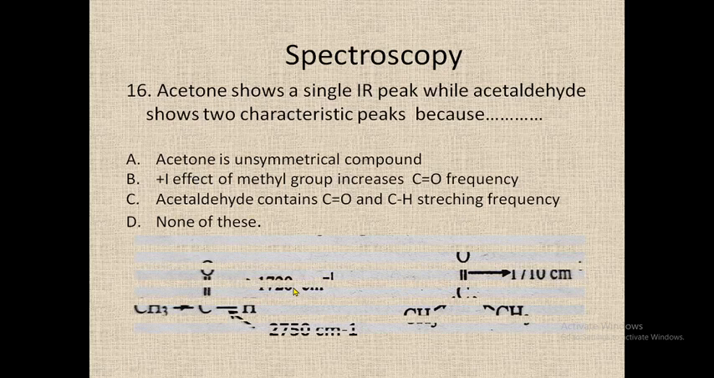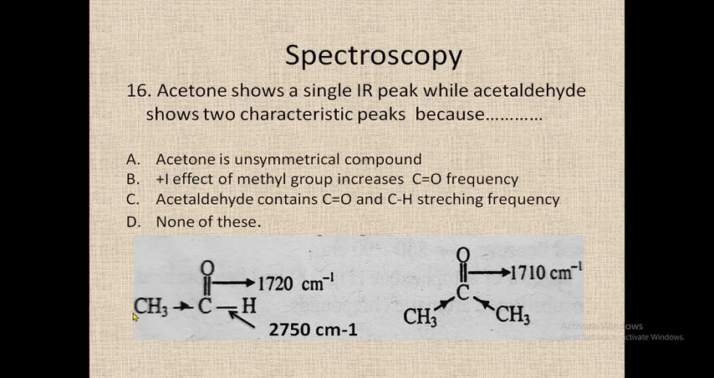So what will be the answer? Let's see the structures. Here is the acetaldehyde, which contains two characteristic groups that can absorb the IR radiation. There is carbonyl and CH. So CH will absorb at 2750 while carbonyl will absorb at 1720 centimeter inverse, and hence it will show two peaks.